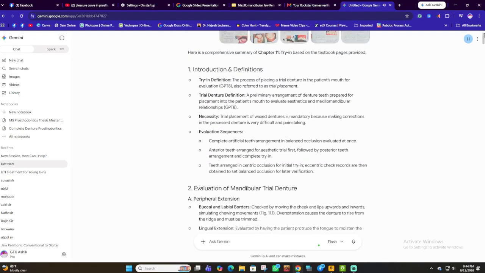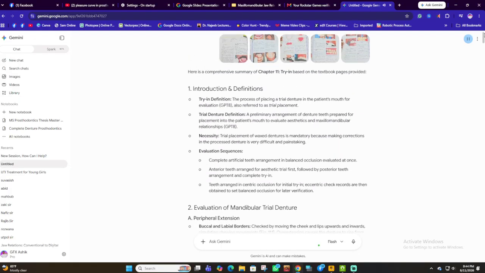Here is a comprehensive summary of Chapter 11, Try-In, based on the textbook pages provided. 1. Introduction and definitions. Try-in definition: the process of placing a trial denture in the patient's mouth for evaluation, GPT-8, also referred to as trial placement. Trial denture definition: a preliminary arrangement of denture teeth prepared for placement into the patient's mouth to evaluate aesthetics and maxillomandibular relationships, GPT-8.